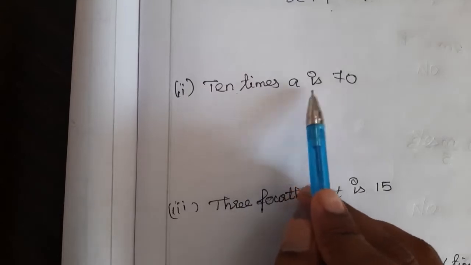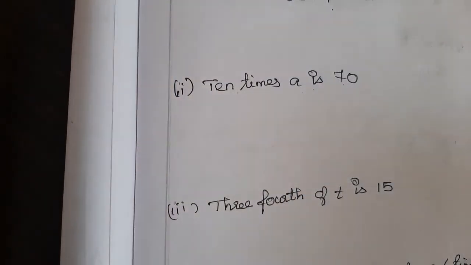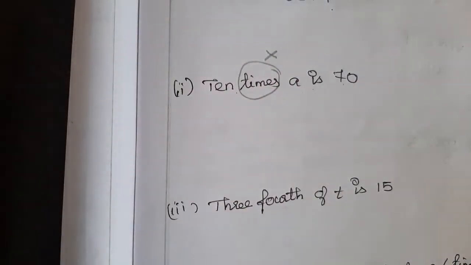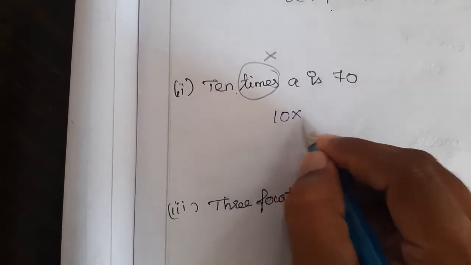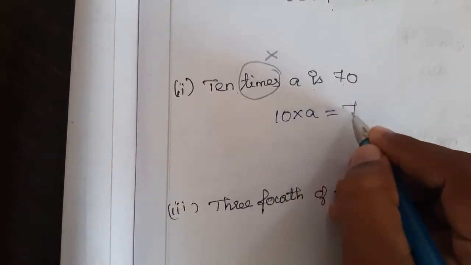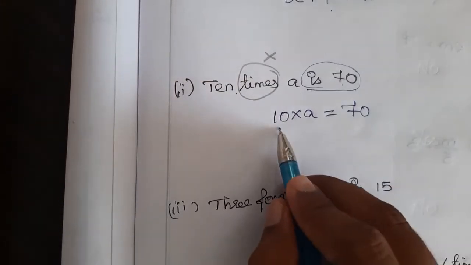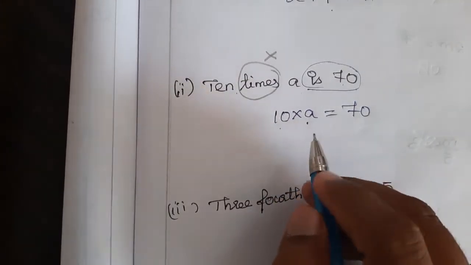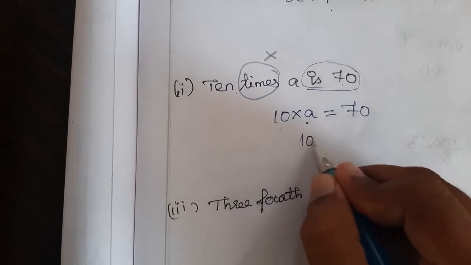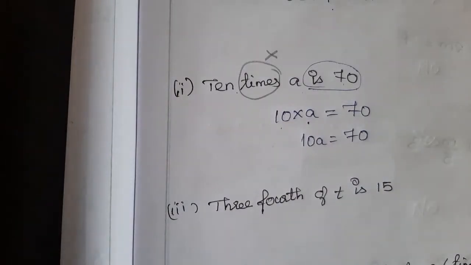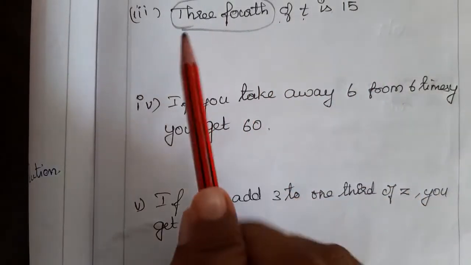We'll move to the second one. 10 times a is 70. Here you can see times means multiplication, right? 10 times a means 10 into a is equal to 70. The given value is 70. So 10 into a we can write as 10a. So 10a is equal to 70. Clear, children? 10a is equal to 70.